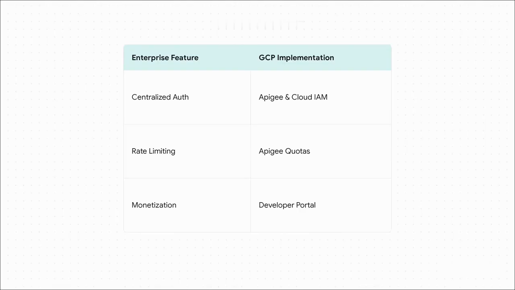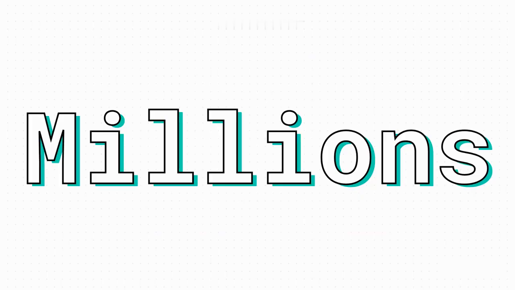Mapping your enterprise requirements directly to native GCP tools is where this architecture really pays off. We leverage Apigee policies integrated with Cloud IAM to verify identity right at the edge, not deep in your database. To protect your backends from sudden, massive traffic spikes, Apigee quotas strictly throttle those requests. And for monetization, the developer portal lets you actually package your APIs as products, turning your data pipeline into a legitimate revenue-generating SaaS product.